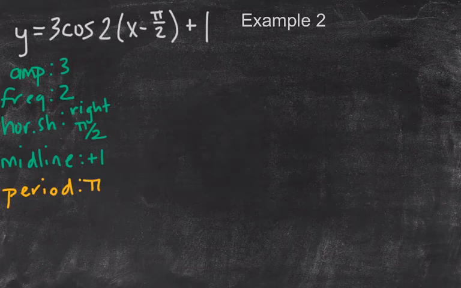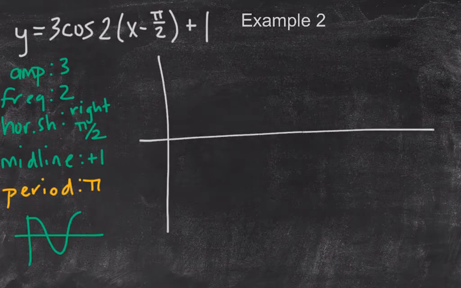I'm doing a cosine curve with a positive amplitude, so there's my little reminder sketch of what the shape looks like, and now I'm going to go ahead and set up my x and y axes. So I'm going to start by drawing in my midline at positive 1.